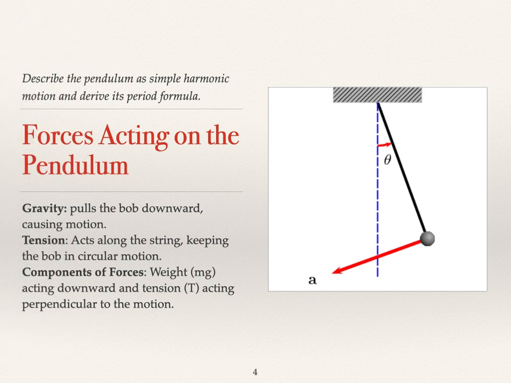Okay, now let's talk about the forces acting on the pendulum. Let's go deeper into the forces at play. The primary force acting on the pendulum is gravity, which pulls the bob downward, as it's shown. This gravitational force is countered by tension in the string or the rod, which acts along the length of the string, keeping the bob from falling.